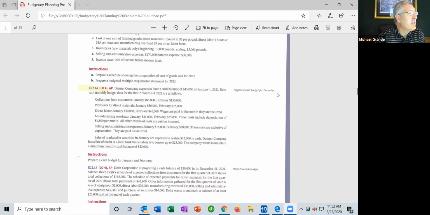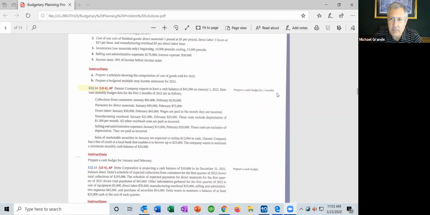Manufacturing overhead, January and February. These costs include depreciation of $1,500 per month. All other overhead costs are paid as incurred. Why do they separate out depreciation expense? Because ultimately, when we look at this problem, they're going to ask you to do what?